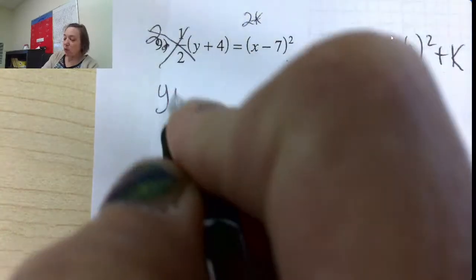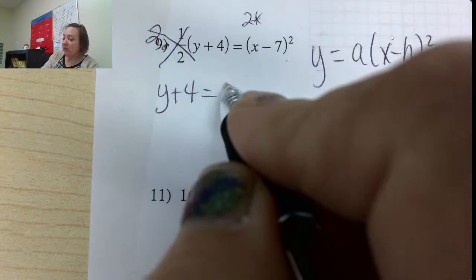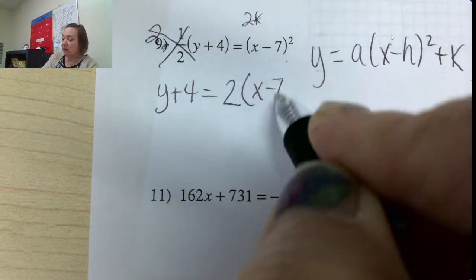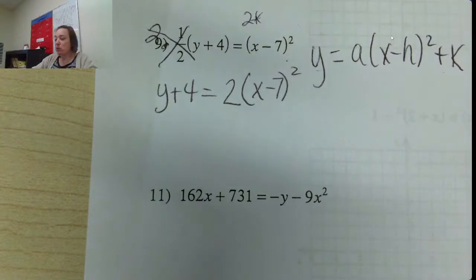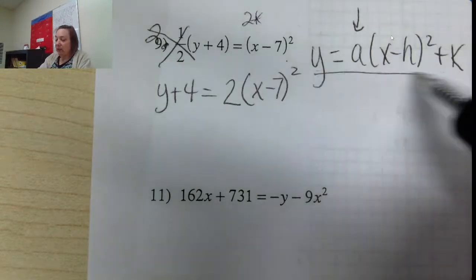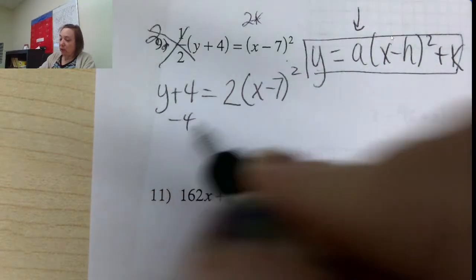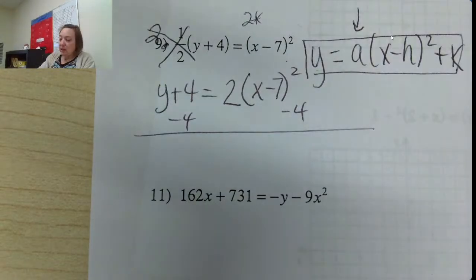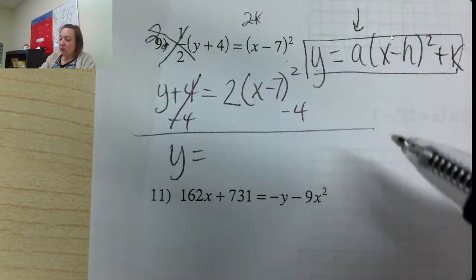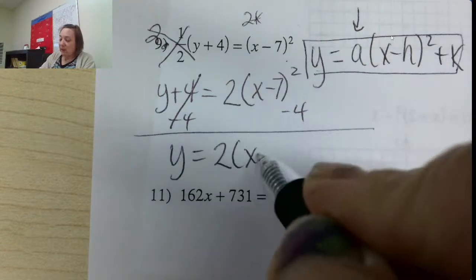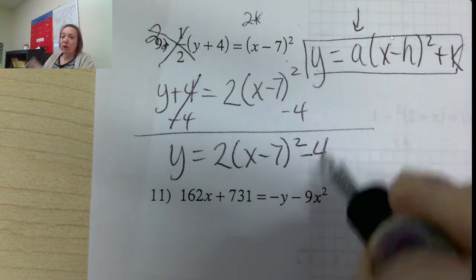So on this side, my 1/2 and my 2 are gone, and I have y plus 4. On this side, I'm going to write that 2 outside the parentheses, but I'm not going to actually multiply it out because remember, we actually want it, right? This is our goal, is to make it look like this, and we're a step closer. So what would our next step be? Subtract the 4. So over here, we're going to subtract the 4, right? So now we have y equals 2 times x minus 7 squared minus 4. And we're done.